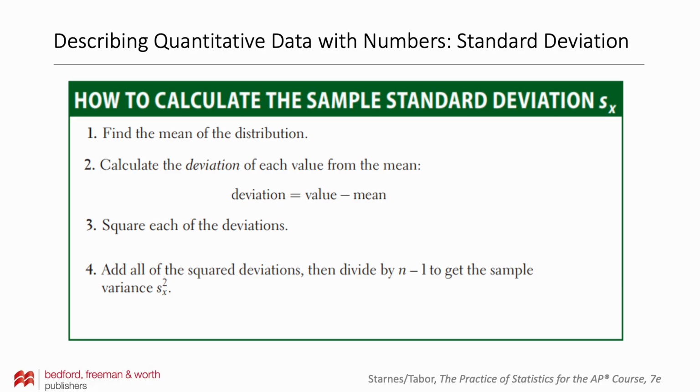Now, a couple key properties. Standard deviation is always non-negative, and it does increase with a greater spread. And it is not resistant to outliers, so it is affected by those outliers.